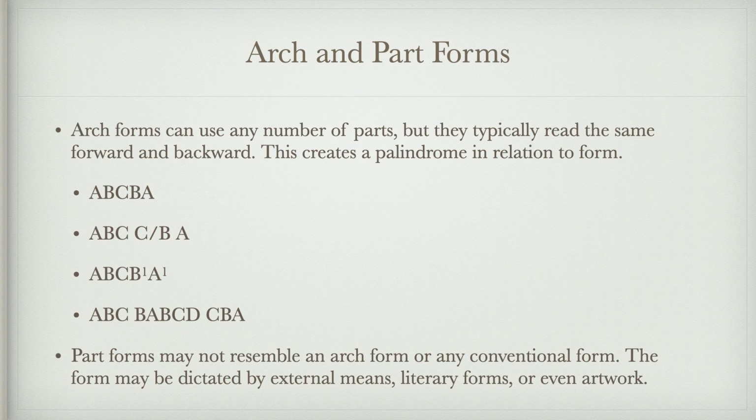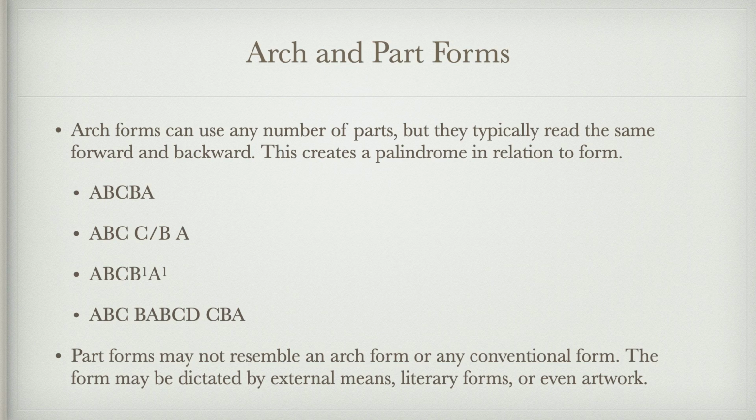So the next thing we're going to be talking about is arch and part forms. Arch forms can use any number of parts, but they typically read the same forward and backward. This creates sort of a palindrome, which we talked about in the last lecture with rhythm, in relation to form. So the form ABCBA is the same forward and backward. You've got ABC and then CBA. So they kind of meet in the middle and then diverge, and it just goes back to the initial pattern. It just inverts the pattern.